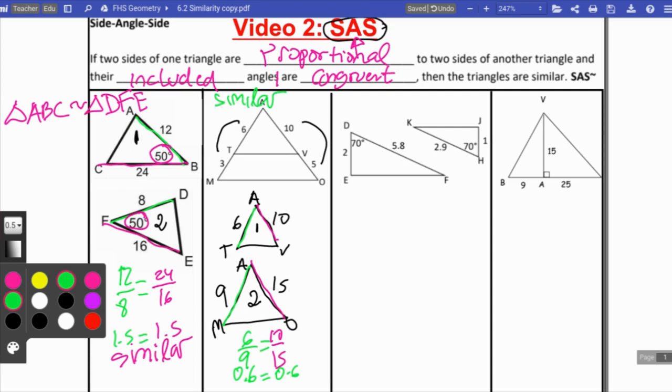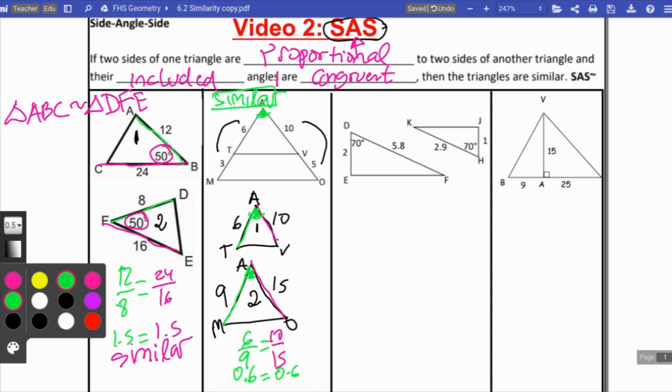But the angles in the middle also have to be congruent. If you really look, they're sharing that angle. They share it here, and they also share it here. So that means they are congruent, because they're sharing that angle together. So this is definitely similar.